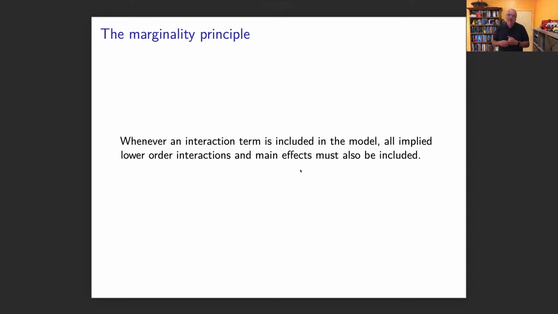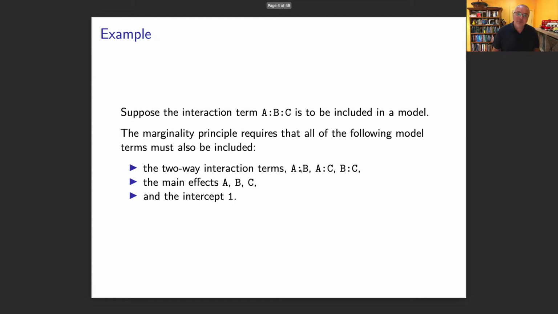So the basic rule is if I have an interaction term in my model, all implied lower order interactions and main effects must also be included, and that includes the intercept. So, for example, imagine I fitted a model and I decide that I have categorical variables A, B, and C, and I've decided the three-way interaction term A:B:C is to be included in the model.